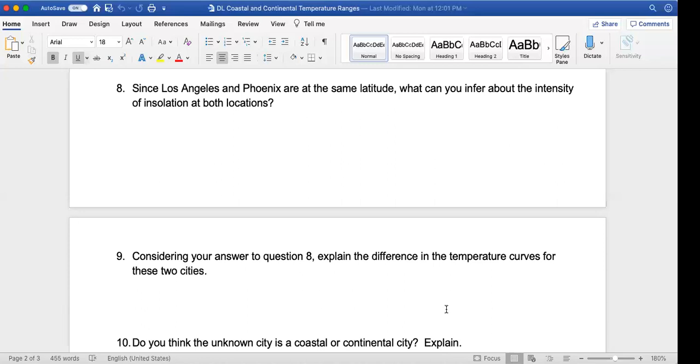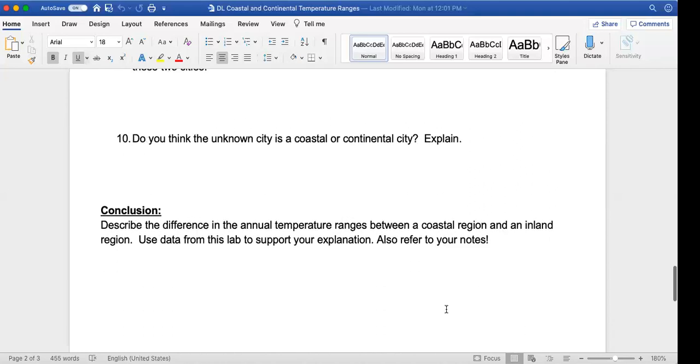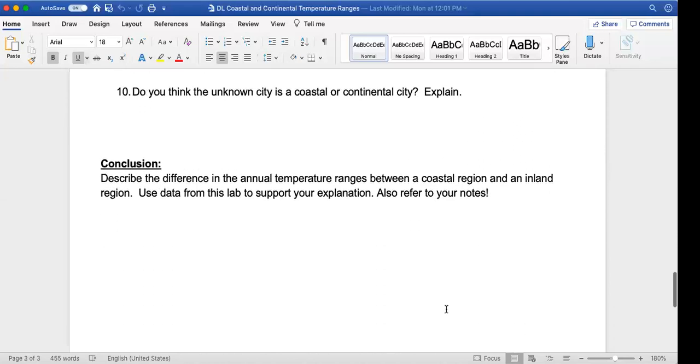So even though they're at the same latitude and get the same intensity of insolation, you're going to have different temperature curves because Los Angeles is coastal and Phoenix is landlocked. Right. So again, the water basically evens out your temperatures and makes it less extreme. All right, last couple of questions here. Do you think the unknown city is coastal or continental?